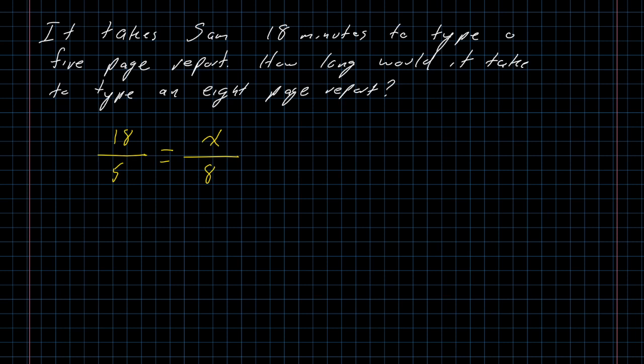The 5-page report that took 18 minutes to type, the 8-page report that has an unknown amount of time to type. My numerators are the amount of time it takes to type. My denominators are the length of the report. So corresponding things in the numerators, corresponding things in the denominators, corresponding things in the first fraction, corresponding things in the second fraction. All of those things are what we're checking to make sure we wrote the proportion correctly. Then from here, 8 times 18 is equal to 5 times x.